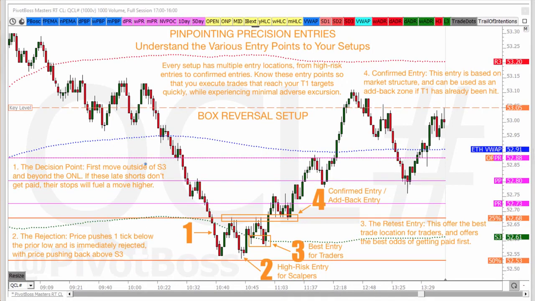All right, this is the same opportunity, but we've broken it down to identify the various entry points for this setup. This happens to be a box reversal setup. So price drops down, it gets outside of range, right? It gets out beyond the overnight low, it gets outside of S3, it's below the 25% expansion target for the day. And what happens is price drops and forms a box, right? That box reversal is a powerful setup.